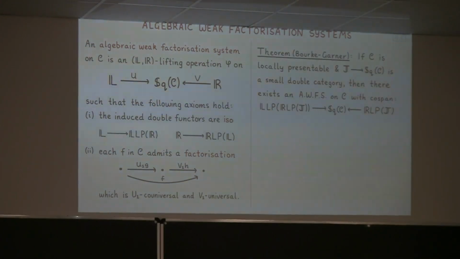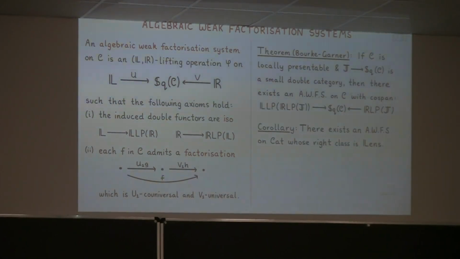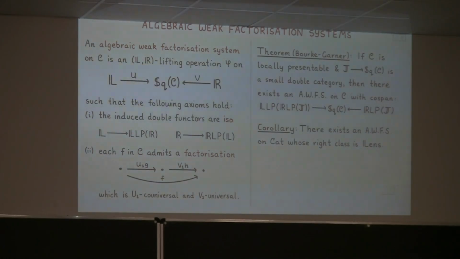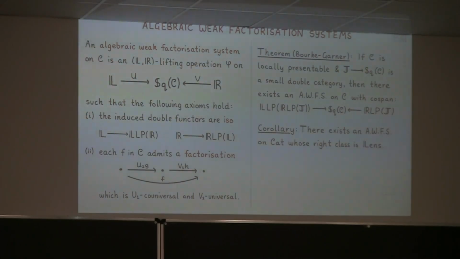Okay, so there's this theorem of Bourke and Garner which says that if C is a locally presentable category and J is a small double category over this double category of squares, then there exists an algebraic factorization system given by this cospan equipped with some kind of lifting operation. As a corollary, we get that there exists an algebraic factorization system on Cat whose right class are these double category delta lenses. Because lenses are of this form R_J for some small double category J, we can get a precise result. Okay? So I could stop there.